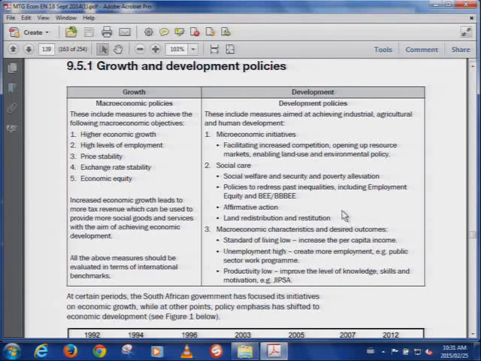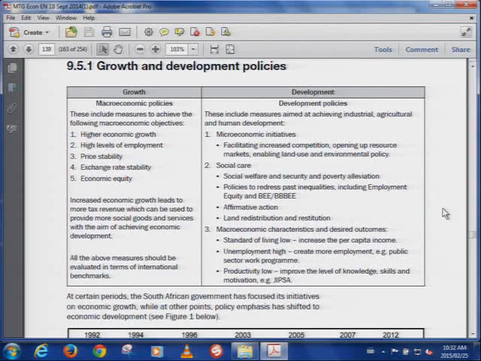Policies to redress past inequalities, what happened in the past must be addressed now, include employment equity, as well as triple BEE, or broad-based black economic empowerment, and affirmative action. That's part of the South African development policy, along with land redistribution and restitution, where the previous owners of the land are getting their land back.